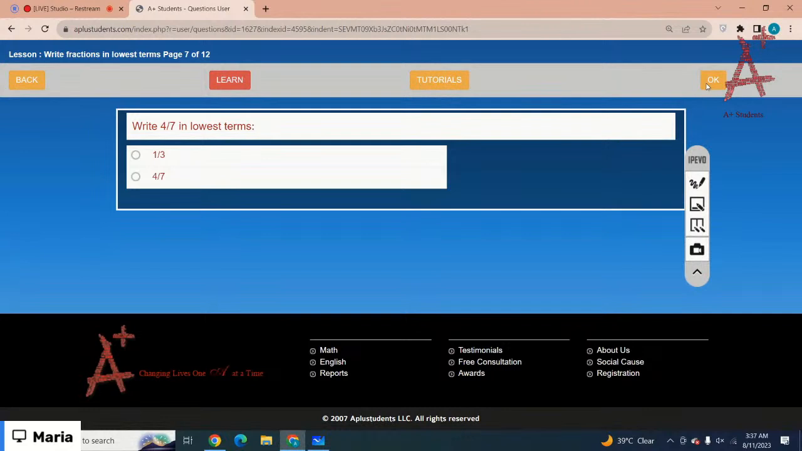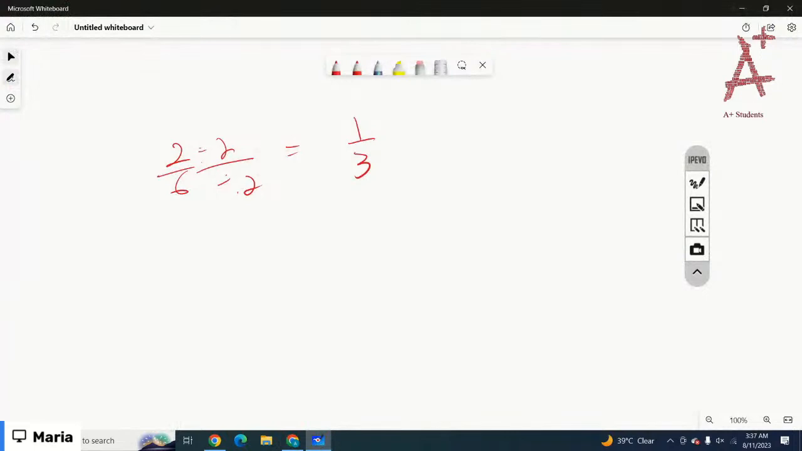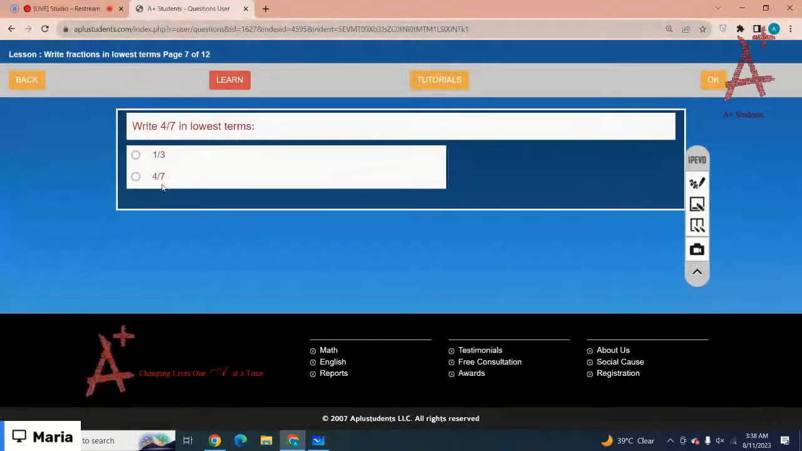Okay, write 4 by 7 in the lowest term. So which is the correct option? 4 over 7. They are already in the lowest term, right? You don't have any common number that can divide both numerator and denominator. So the correct option is 4 by 7, right? They are already in the lowest form. So the correct option is 4 over 7.